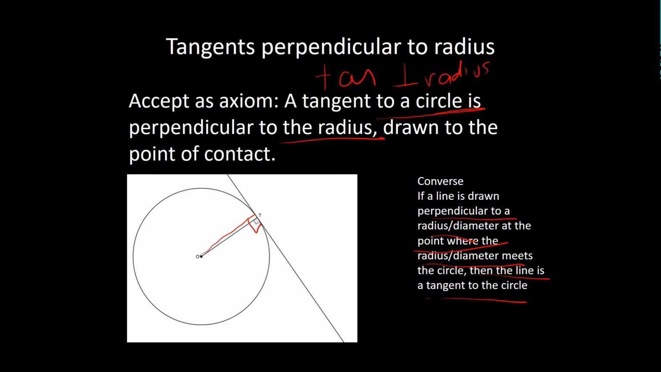So in other words, if you know that this is the center of the circle and you can see that this angle is given as 90 degrees, or you've proved that that angle is 90 degrees, then in fact the line that's drawn at point T is a tangent to the circle.